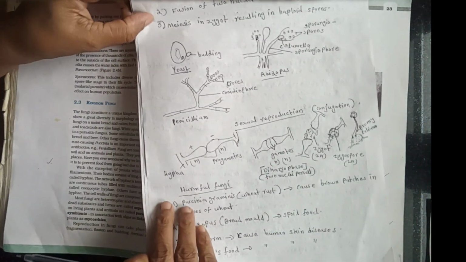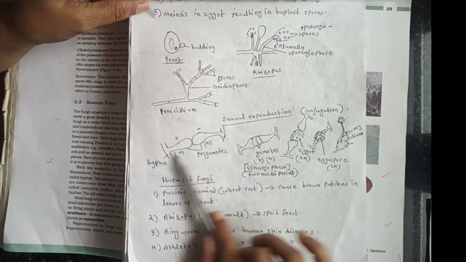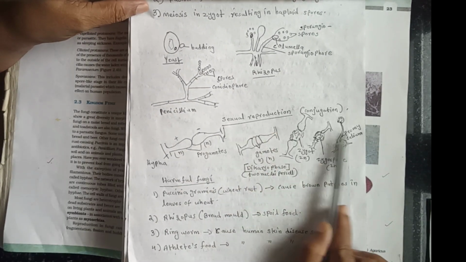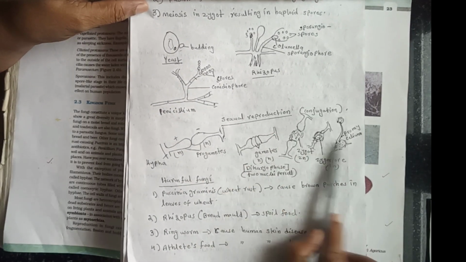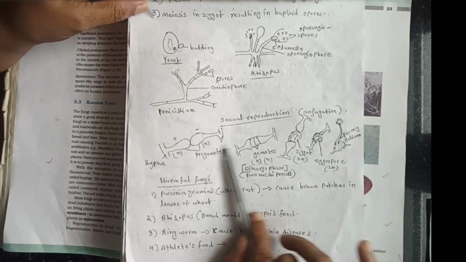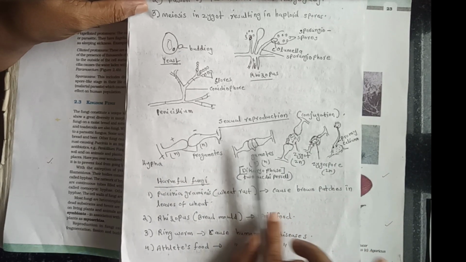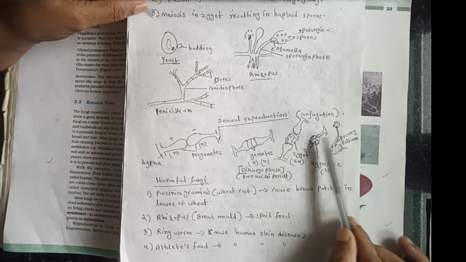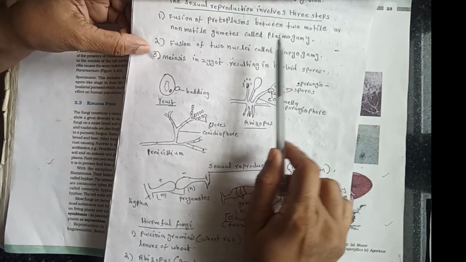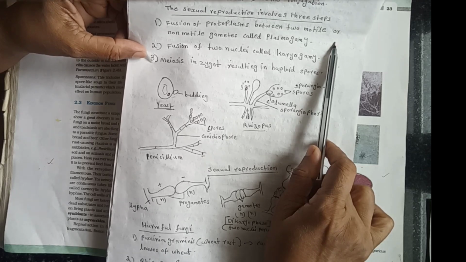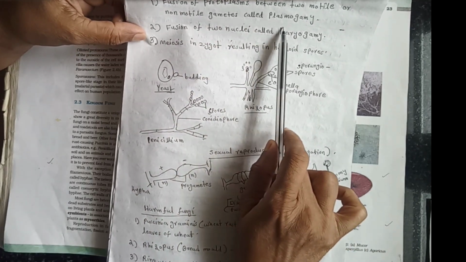Here is an example. Sexual reproduction, that is conjugation, seen in Rhizopus. This is an example of sexual reproduction seen in Rhizopus, also known as conjugation. Here, fusion of protoplasm between 2 motile or non-motile gametes is called plasmogamy.